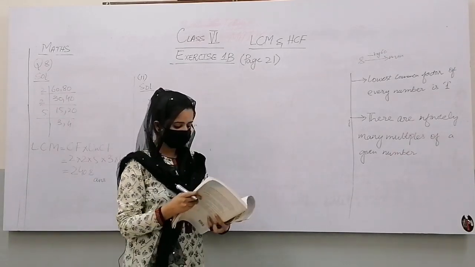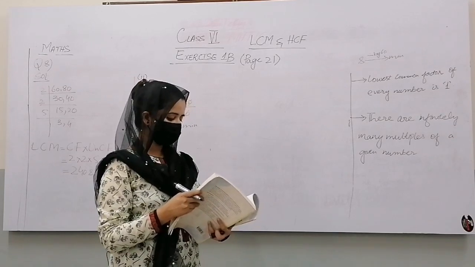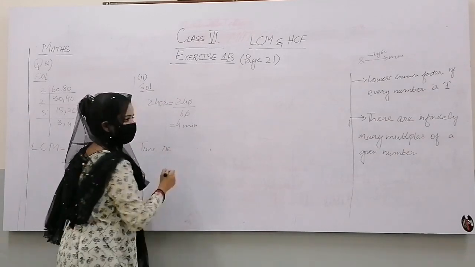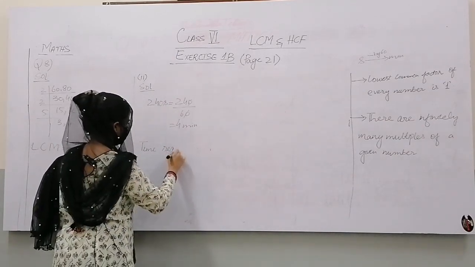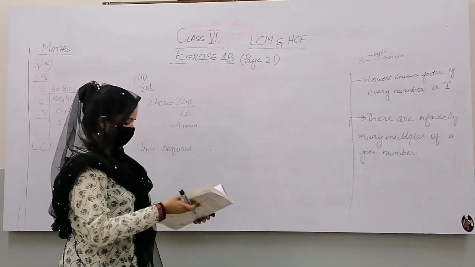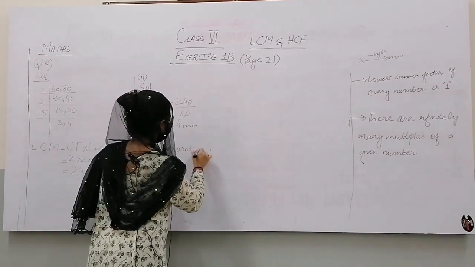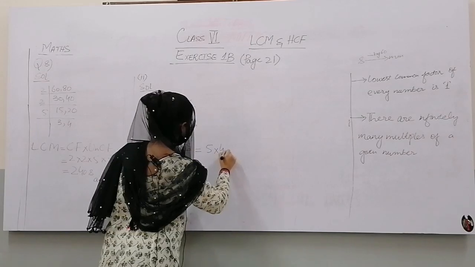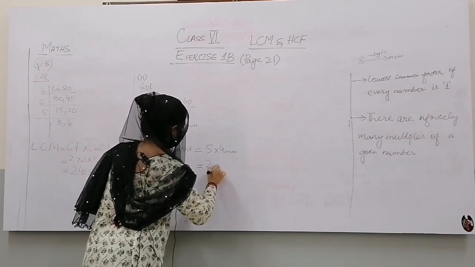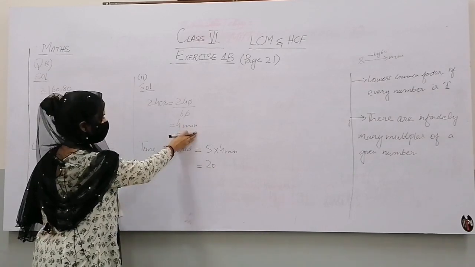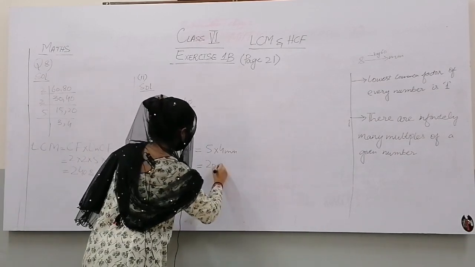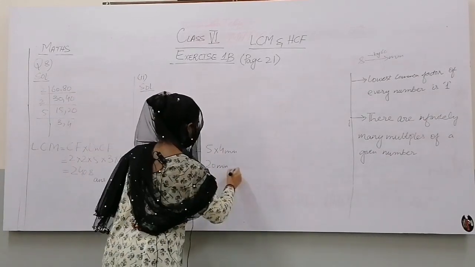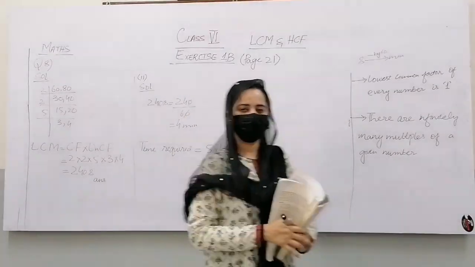The question is, how long in minutes it will take for the faster car to be 5 laps ahead of the slower car? Time required. How long means we require time. Question says how long, it means we require the answer to the second part.